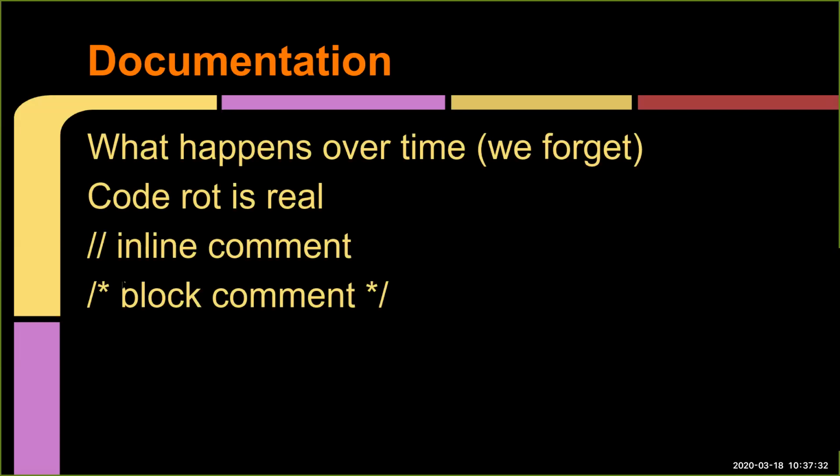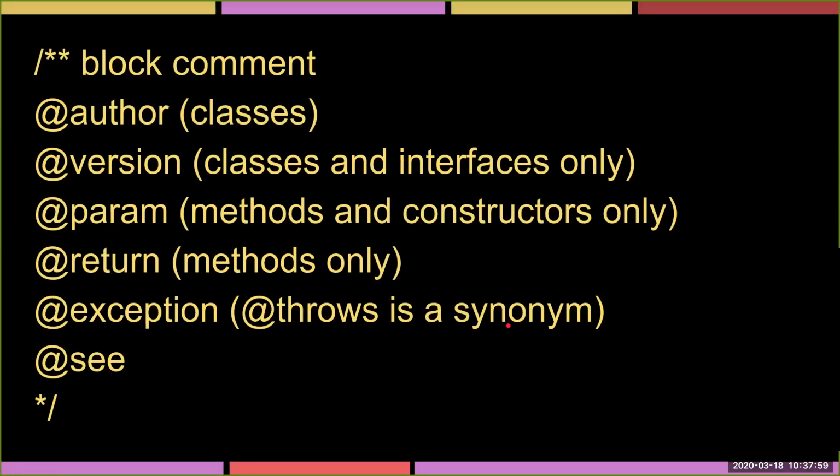And so we have two different kinds of comments. We have inline comments, which typically are at the end of a line of code, but could also be a dedicated line. And then we have block comments, which are typically used for multiple lines of comments. And then Jeff showed you guys, was it last week, the Javadoc.